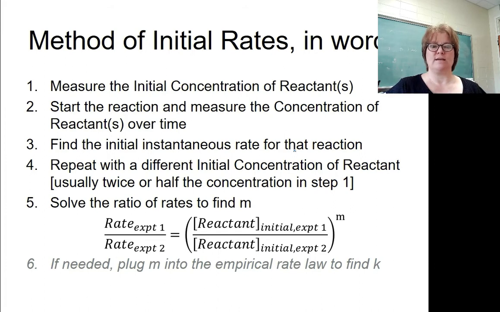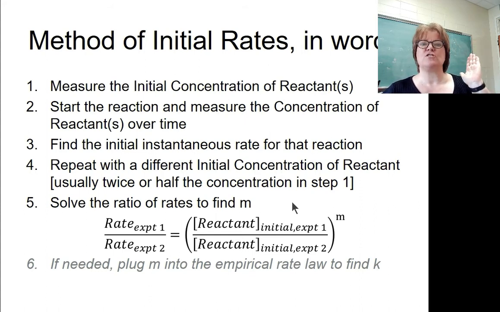We know that the rate is equal to the rate constant times the concentration raised to the order. I need to simplify that down so I can just find the order. Since the rate constant and the order are parameters that aren't changing, if I do the experiment twice under two different starting concentrations and take the ratio, I should be able to find the order of the reaction. So we measure the initial concentration of a reactant, start the reaction, and measure the concentration of the reactant over time, and from that I can get a rate for that reaction.